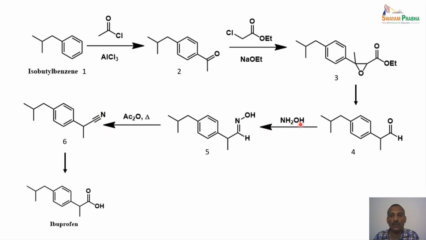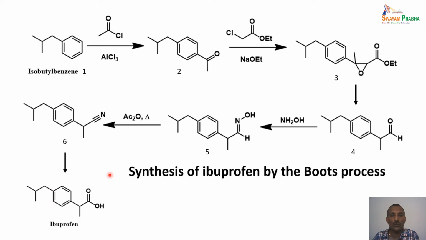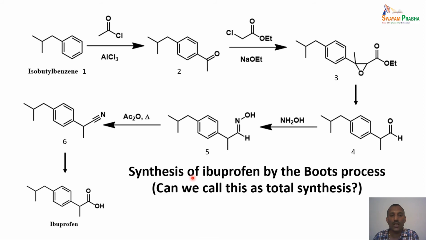This is nothing but the enzyme formation. So in all these reactions, 1, 2, 3, 4, 5, 6, 7, 7 compounds are involved. Starting from 1 to the final product, we have a lengthy synthesis procedure. So this is basically the Boots process, the company's synthesis of ibuprofen. So can we call this a total synthesis?